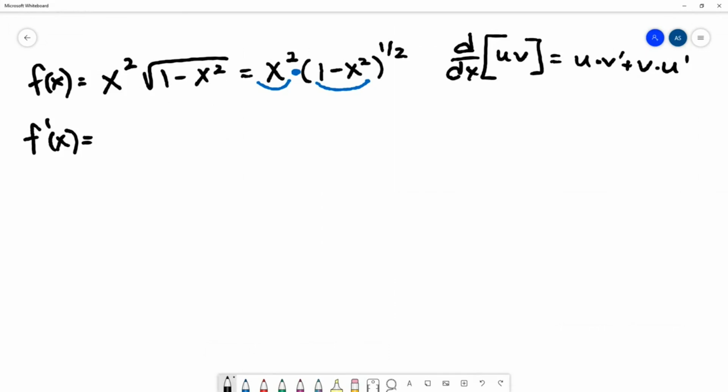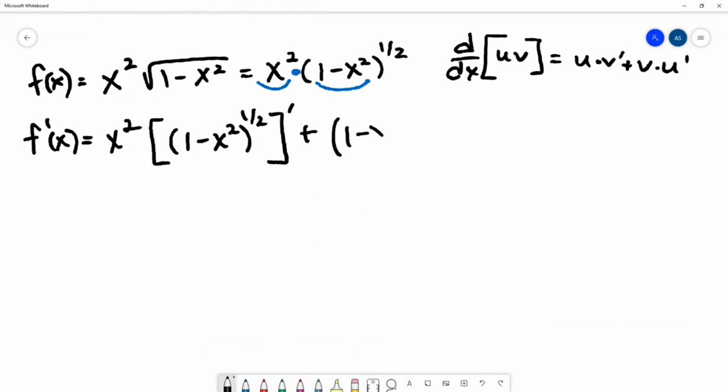We have the first factor, x squared, times the derivative of the second factor. I'm going to write 1 minus x squared to the 1/2 power, and I need to calculate the derivative of that. Then I'm going to add the second factor, 1 minus x squared to the 1/2 power, times the derivative of x squared, which is 2x. So I still need to do the calculation of this derivative right here.